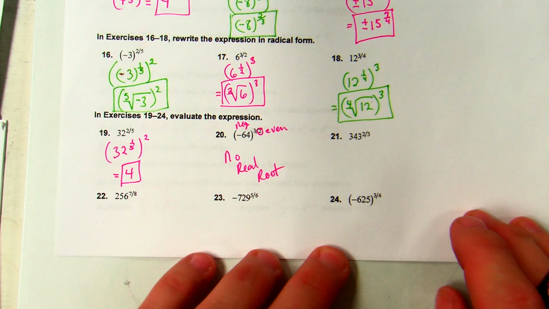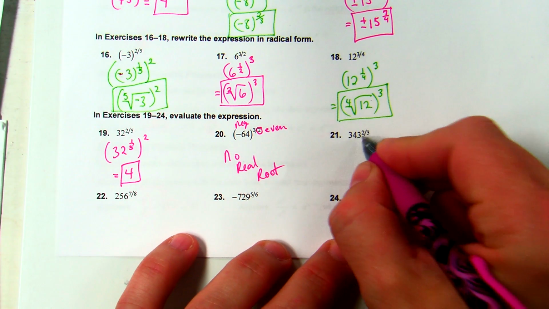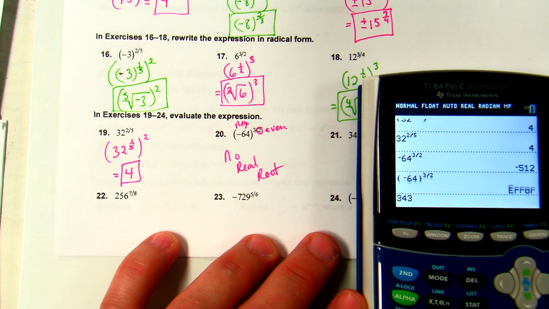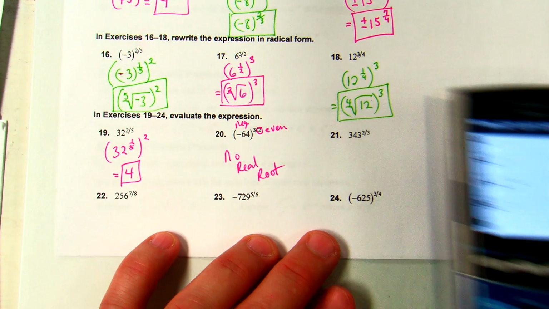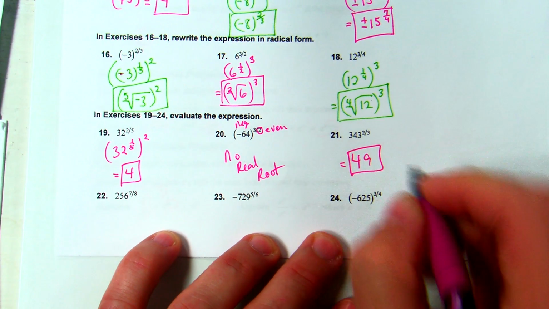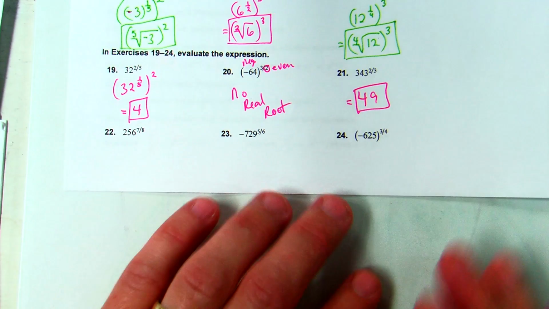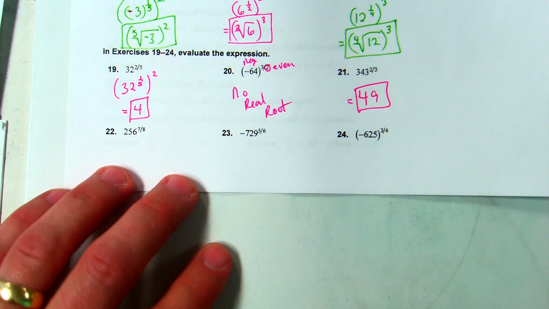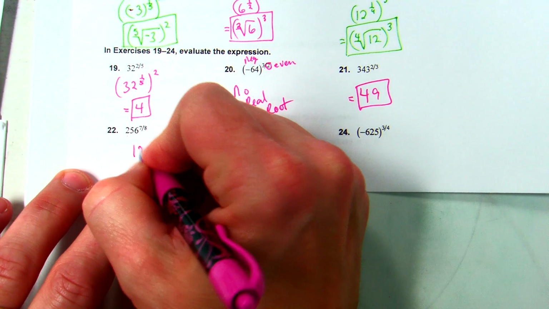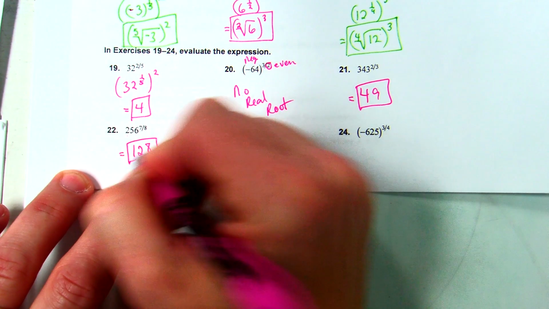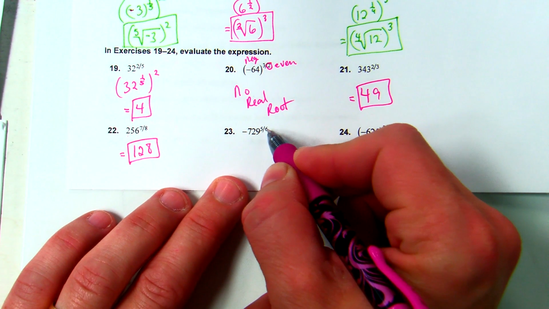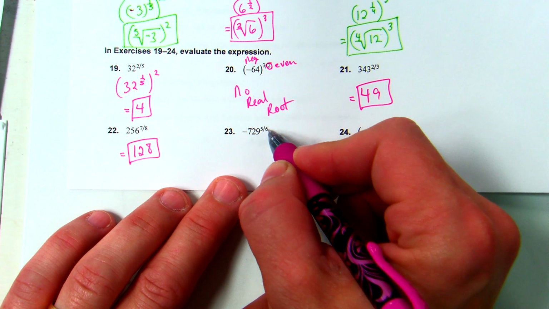On to number 21. We're going to have 343 raised to 2/3. 343 raised to 2 divided by 3. And you should get 49. All right. Number 22. 256 raised to 7/8. We put that in the calculator. We get 128. Negative 729 raised to the 6th power, raised to the 5/6 power.